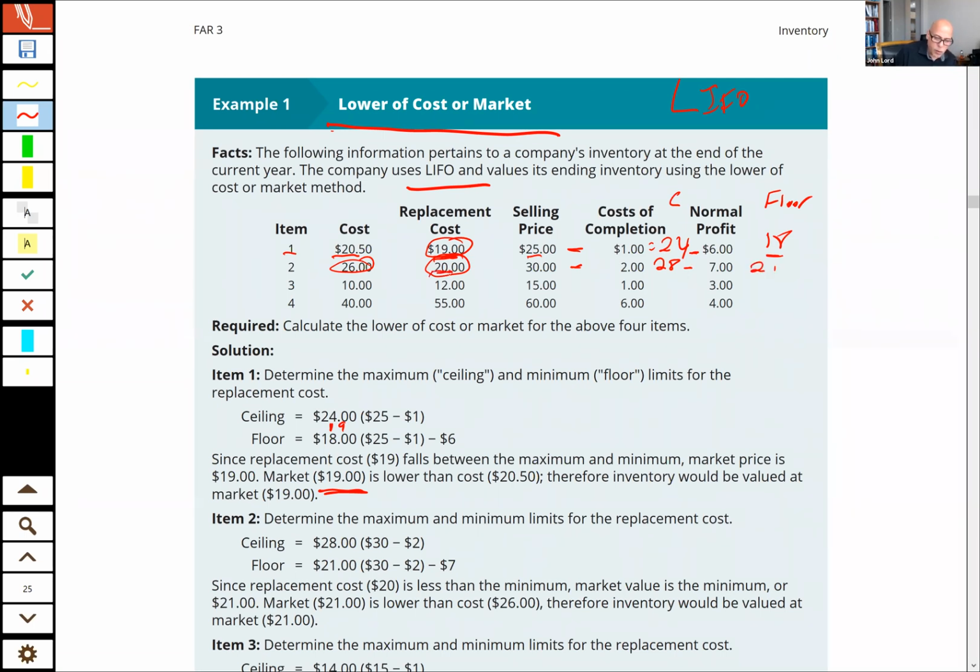Uh-oh. Now I have gone with my replacement cost below the floor. So I'm going to report that inventory at what? At 21, because the replacement cost is below the floor, right? And so on. Question?